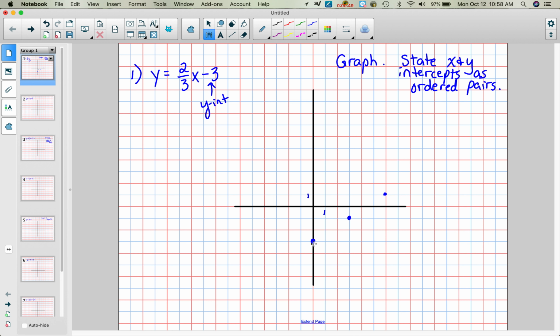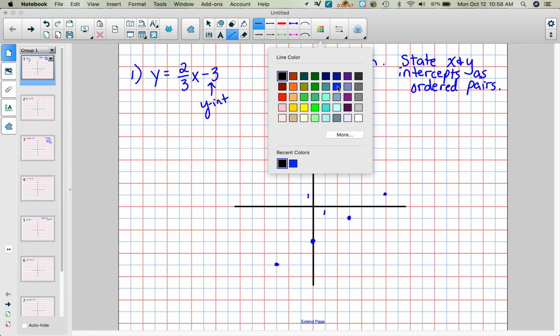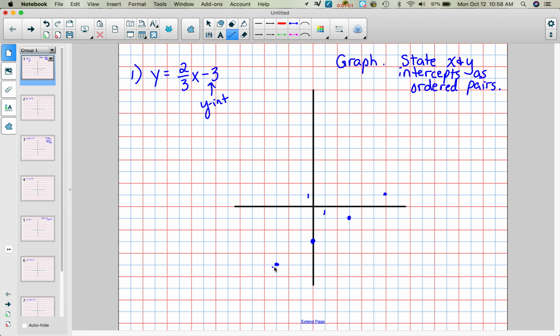Remember, you could also go down 2 and to the left 3, and then we have our line.